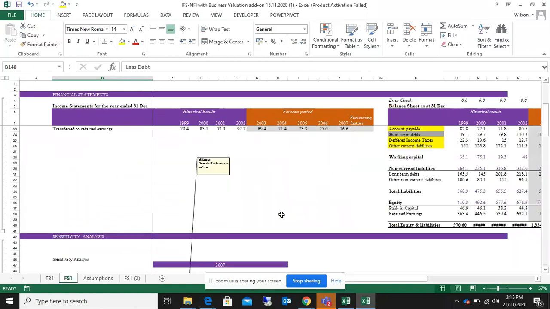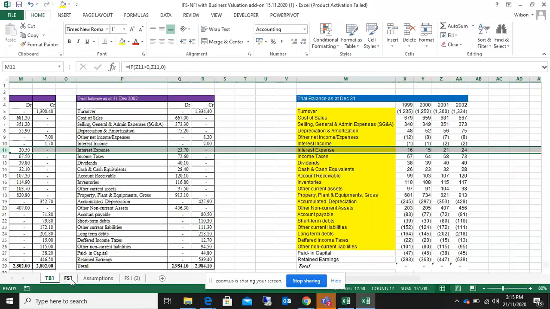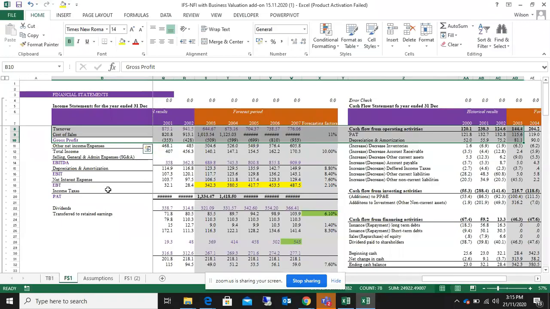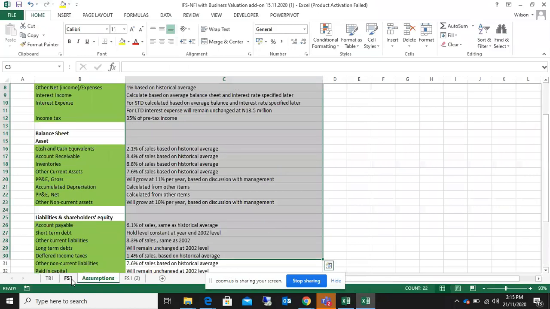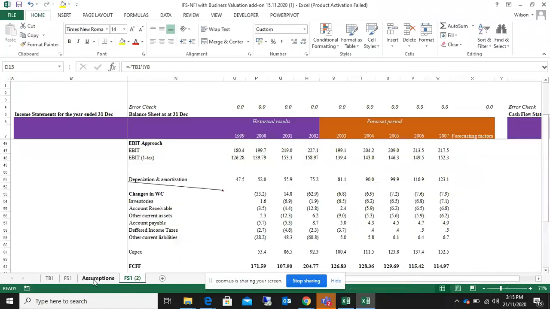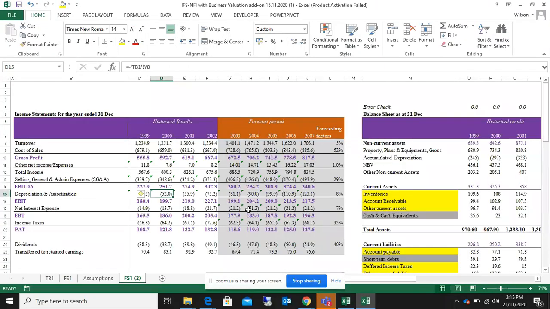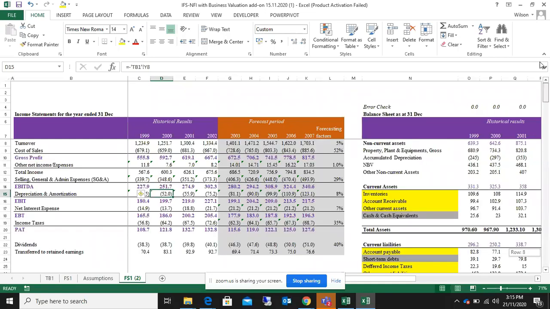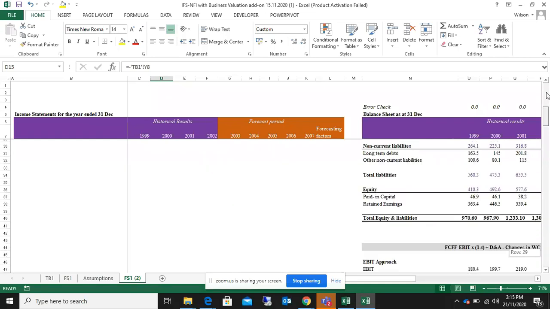If you see what we have here, you observe that we actually started from the trial balance. We were able to build our three statements. We have assumptions, the basis on which we did the forecast of the financial statements. And right now, based on what we have, we want to create a business valuation model.